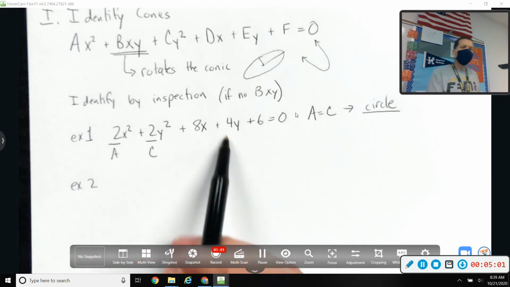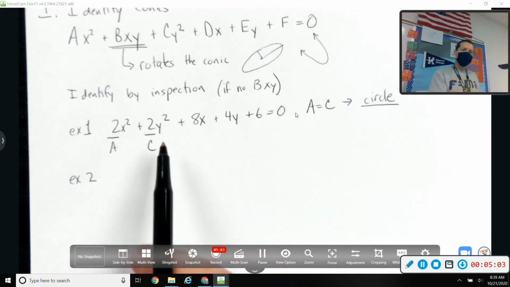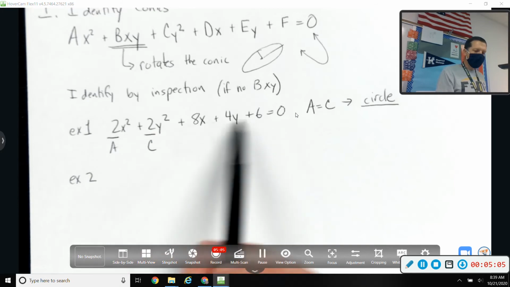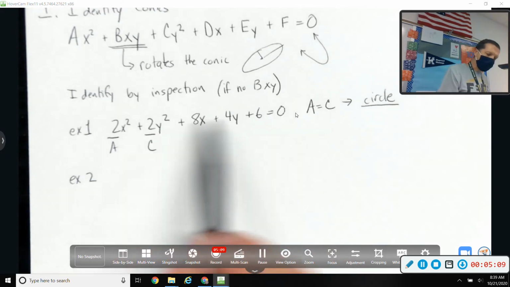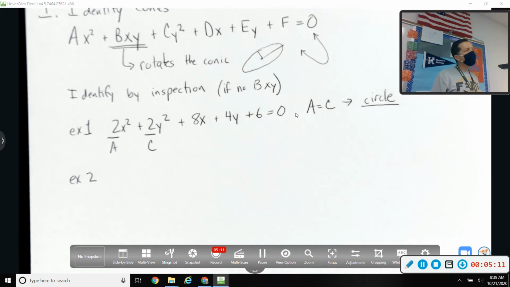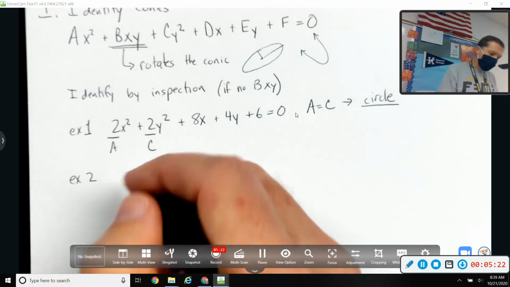Speaking of that, you guys are figuring this out. Since we had this narrowed down to circle versus ellipse, what could I tweak about this to make it an ellipse? Minus. What would a minus make it? A hyperbola. So it's still got to be plus if I want it to be an ellipse.